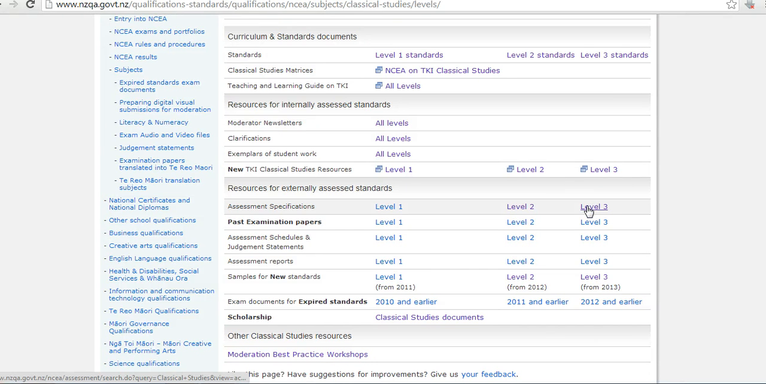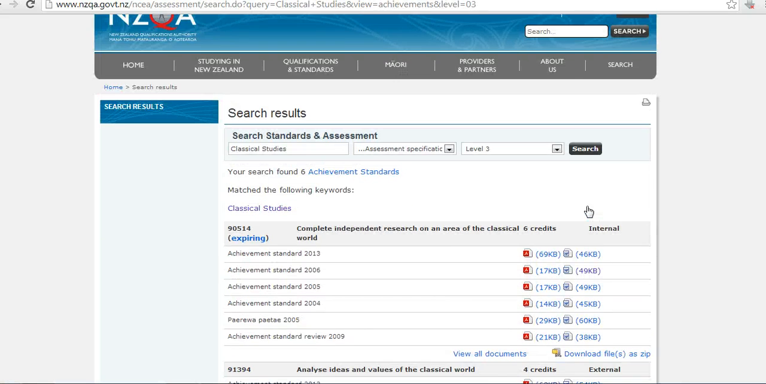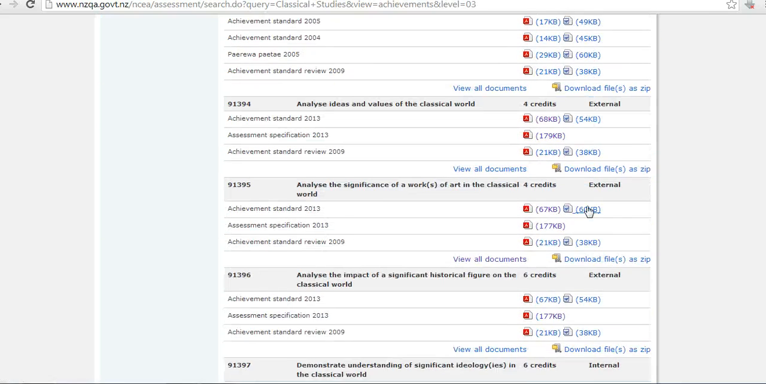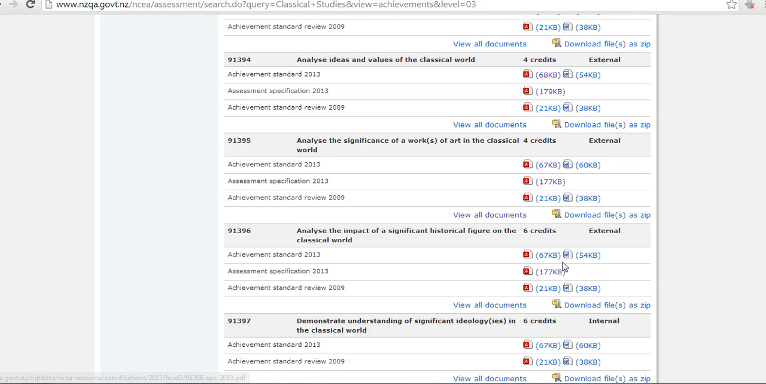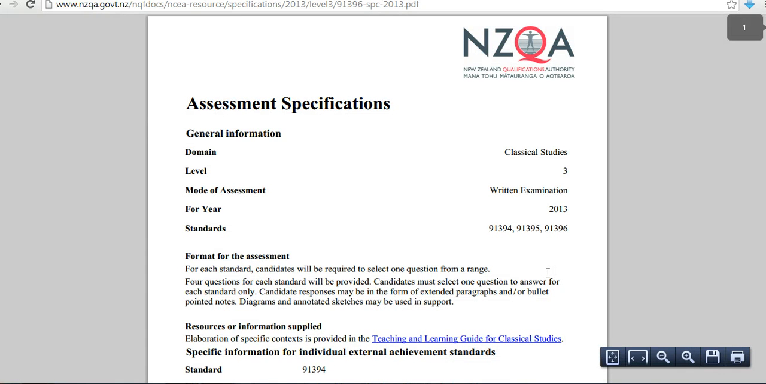The first thing that we want to do is to click on the assessment specification. So we're going to pick level 3. So when we click on that and we go down, we're going to have a look at 91396 and we're going to click the assessment specification for 2013. When this comes up, it's a PDF and it has all of the information about all of the externals for 2013. This is published at the end of the year before, so this came out at the end of 2012, and it's usually published around the 1st of December.